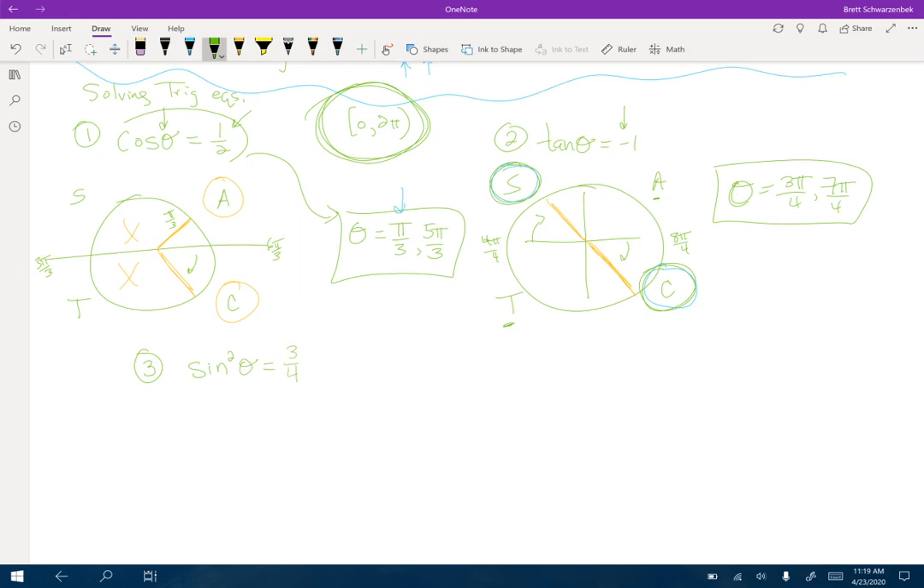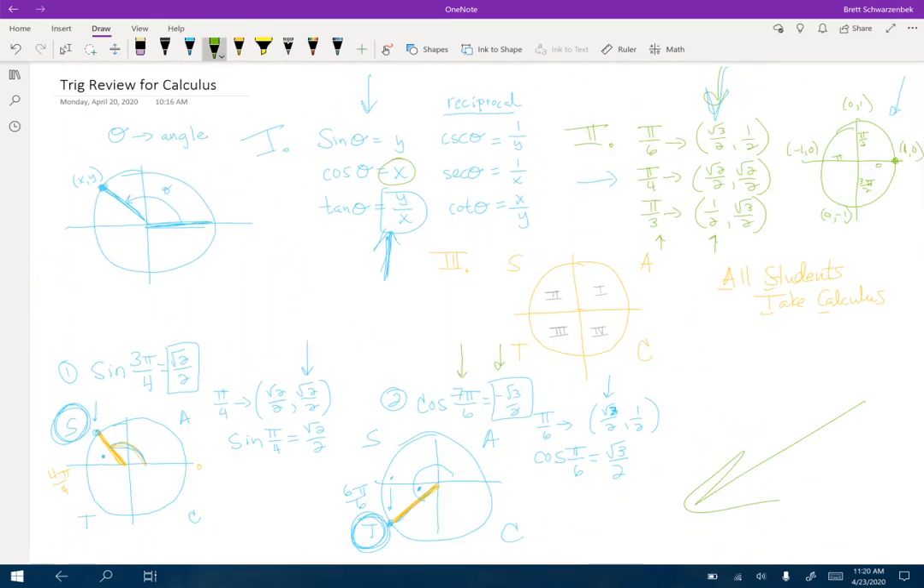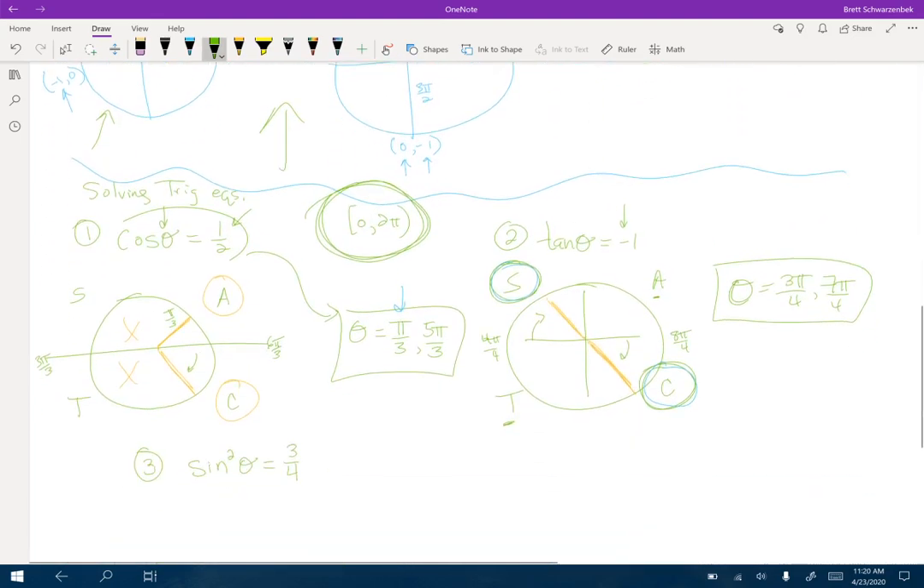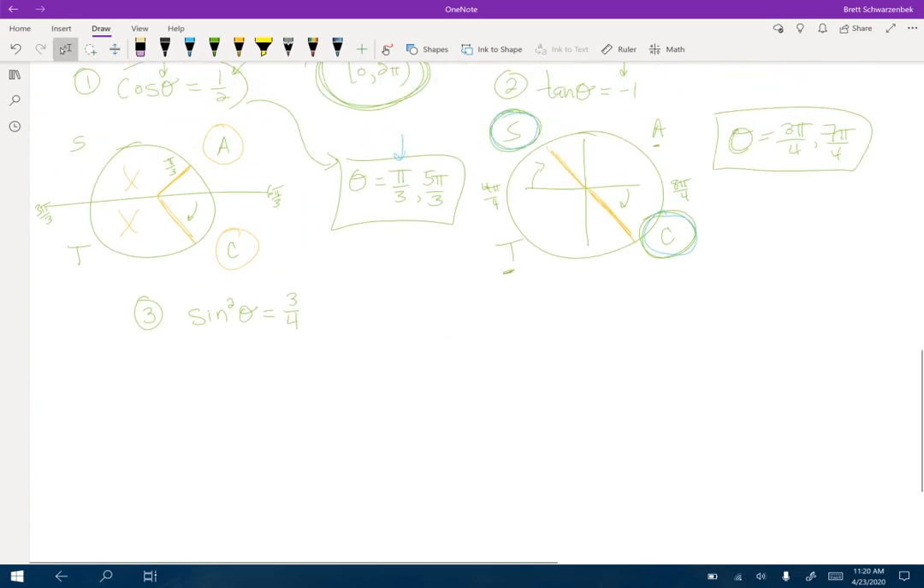Okay, so this looks weird right off the bat, right? So now we have a squared going on in here, and we have the 3/4, which doesn't look like any of our special results that are going on over here, right? Doesn't look like any of them. But the key is that when you solve a trig equation, you always want to have a single power sine or cosine or trig function in general. So right now, just like any other problem that's squared, we can take the square root of both sides.